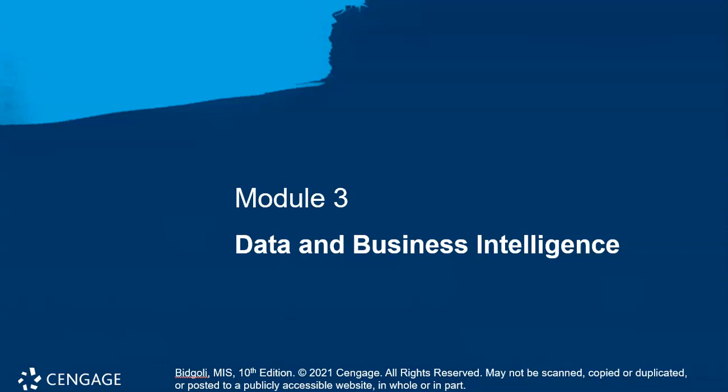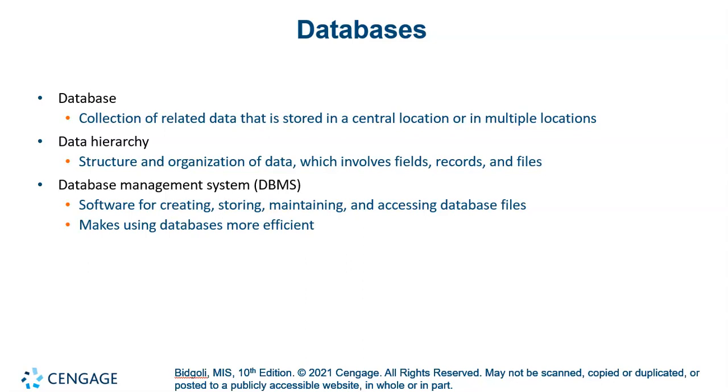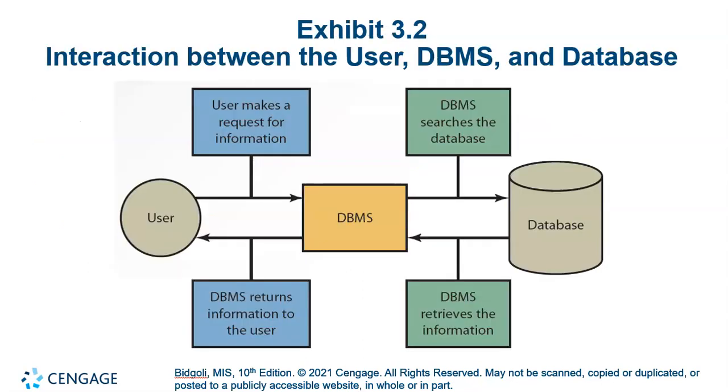All right, here we are, Module 3, Data and Business Intelligence. Data without a logical storage order is complicated to use. We need to have structured organization that allows database management systems, DBMS, to be more efficient and get the data we need quickly without error. This slide shows a great diagram of interaction between the user, the database management system, and the database itself.